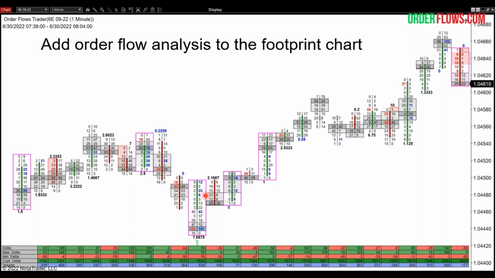Buyers are attracted to come in, not just buyers, but aggressive buyers are attracted to come into the market, and the market starts moving up, right? Two bars later, more aggressive buying, right? Three imbalances here, another three imbalances here.